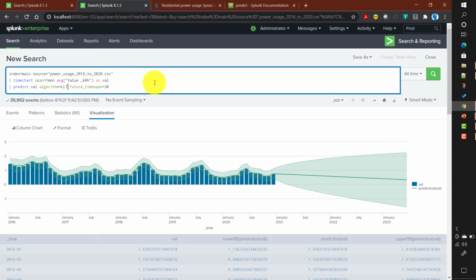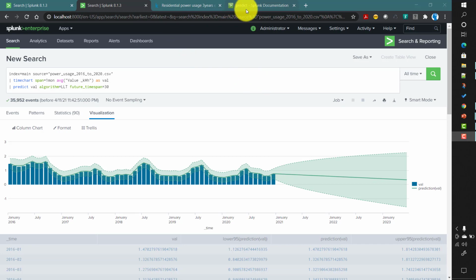So the reason I am showing you different algorithms for the same data is that, based on your data, you need to determine which algorithm works best, and also what you need from this prediction over here as well. Okay, so let us move on to the next algorithm.